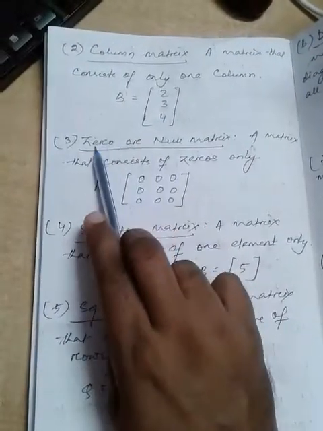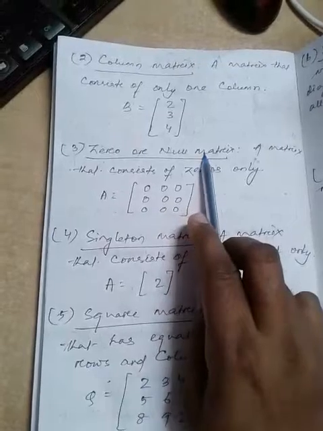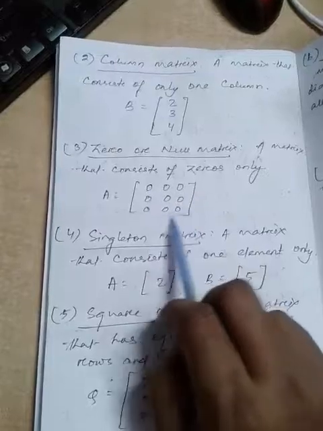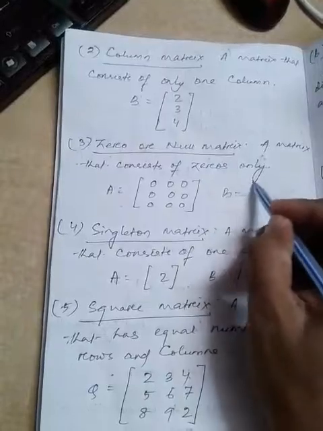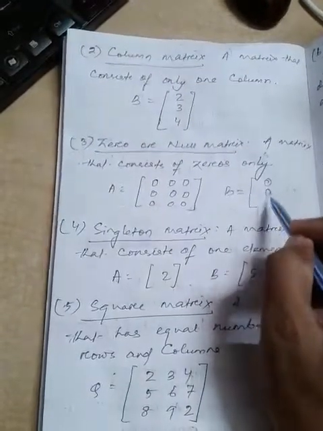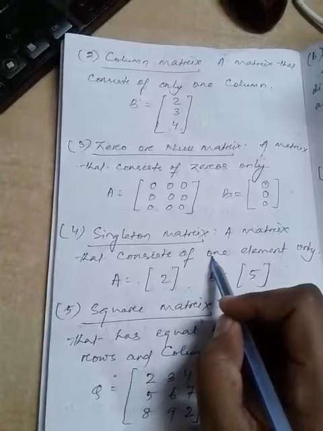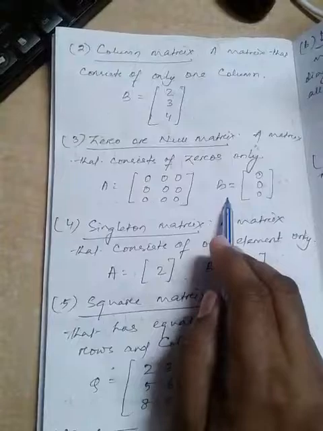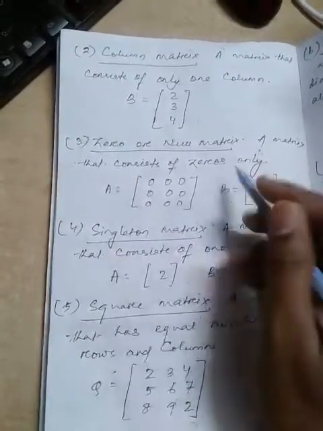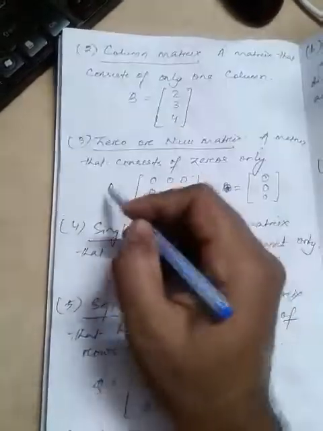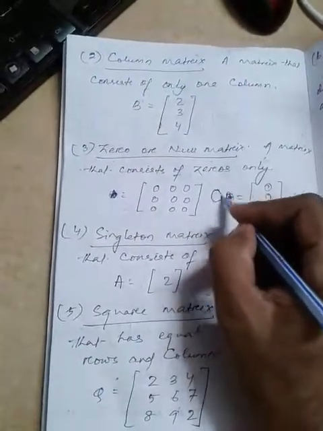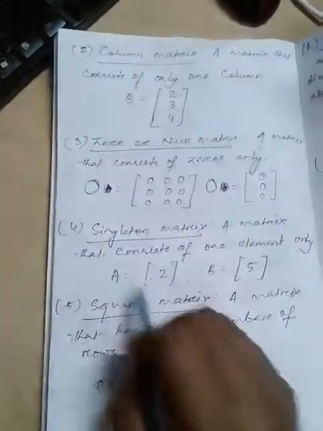Okay. Then zero or null matrix. A matrix that consists of zeros only. If in a matrix you write only zeros. Suppose here I have written only zeros. Suppose I will write another matrix, suppose B. I will write only 0, 0 and 0. It is also a zero matrix. But here the capital letter cannot be represented as B or A. So I have wrongly written. You should not put A or B, you should put O. For a zero matrix you have to put O.